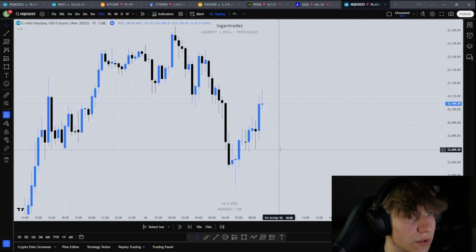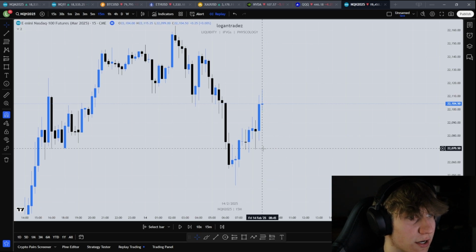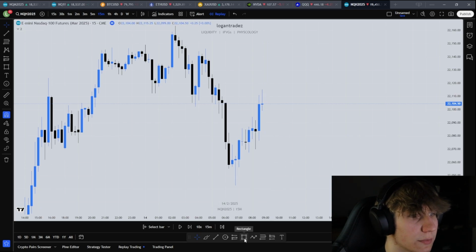So what do you do if you don't have a good liquidity pool to target? What you're going to want to do is you're going to want to go on to the higher time frame and you're going to do some analysis.